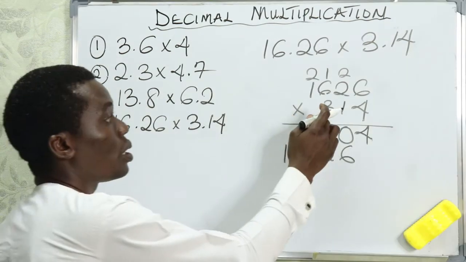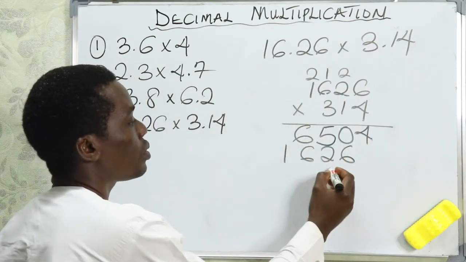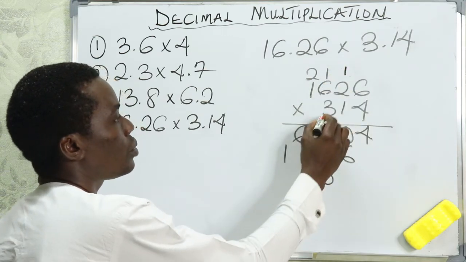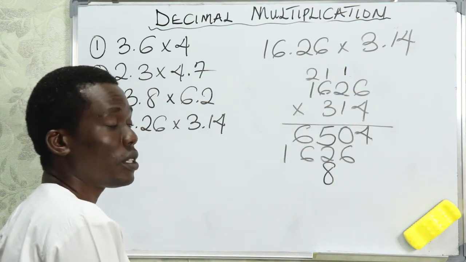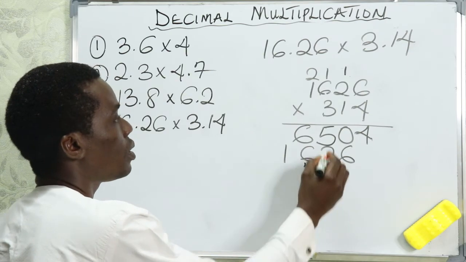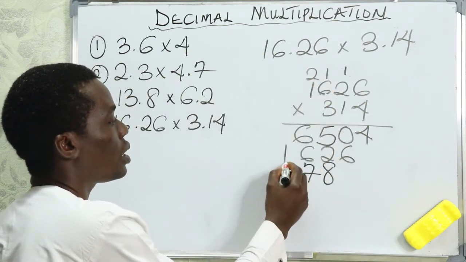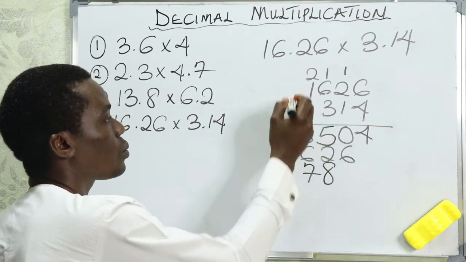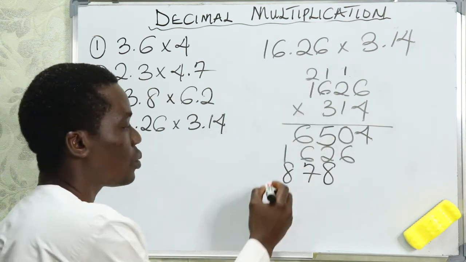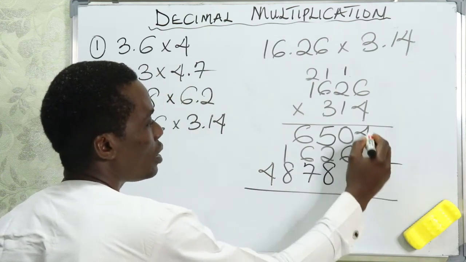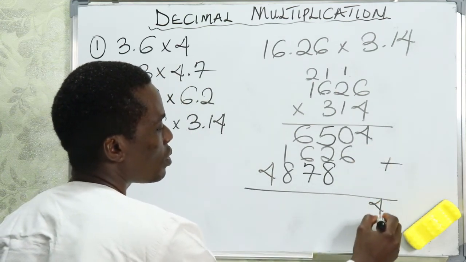Good. Now 3 times 6 will give us 18. You write 8, you carry what? You carry 1. 3 times 2 will give us 6 plus 1, 7. 3 times 6 will give us 18. You write 8, you carry 1. 3 times 1 will give you what? 3 plus 1, that will give you what? 4. So all you need to do is to add this. This will give you what? 4.